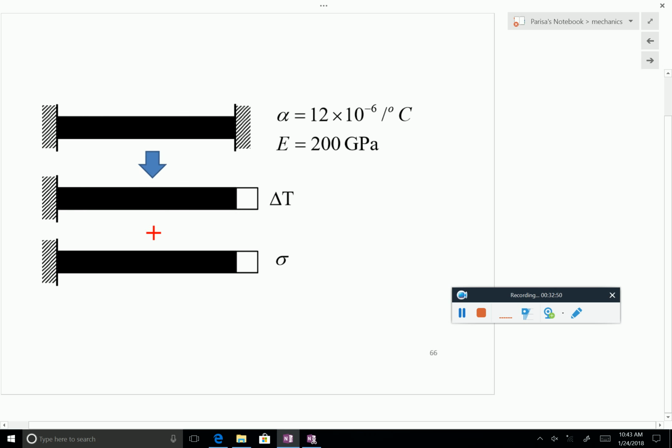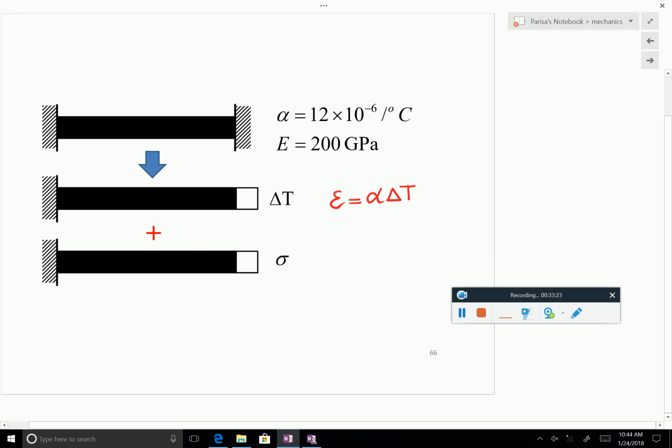Now, what happens when a bar deforms? The way to solve this problem is to do some sort of superposition. So you say, okay, I apply delta T. And first I assume that there is no wall here. I take it out. And you can calculate how much strain you are going to have for delta T. I just showed you.